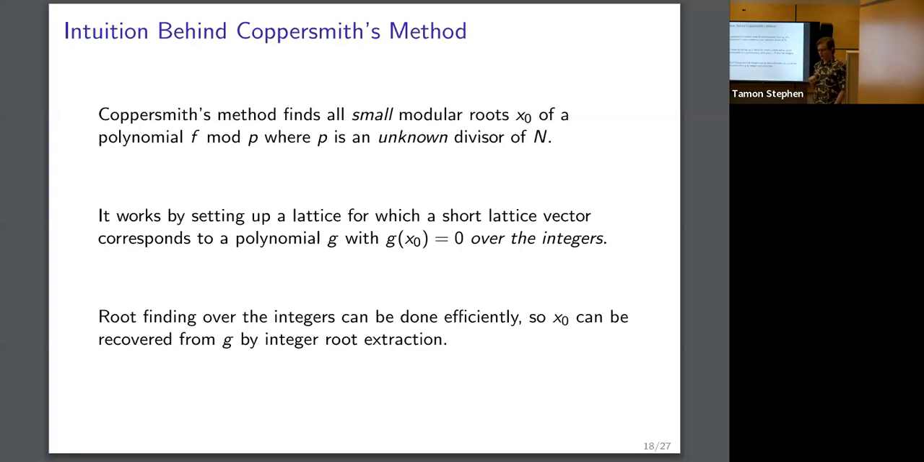The way it works is you set up this clever lattice for which a very short vector in the lattice will correspond to a polynomial g. So when it returns the roots, they are all for the same p.